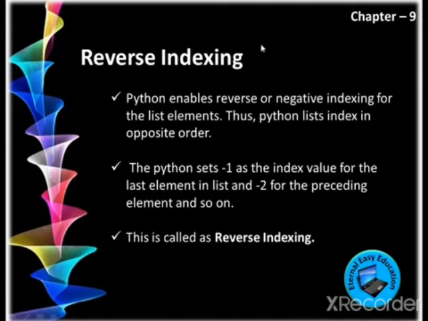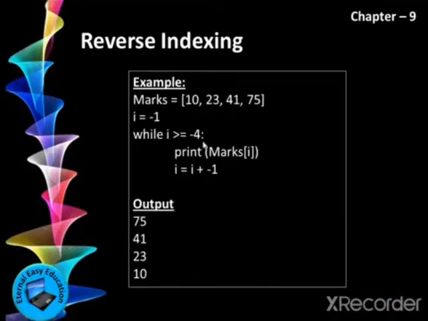Reverse indexing. As in strings, the list also has the same procedure. Python enables reverse or negative indexing for the list elements. Thus, Python lists can be indexed in opposite order. It has to start with -1, and this method of proceeding is called reverse indexing. Here it is given as -4 and it is starting with -1. So -1 means the 75, the last value. So the output is from last to first.